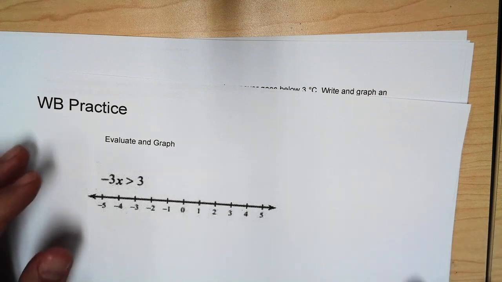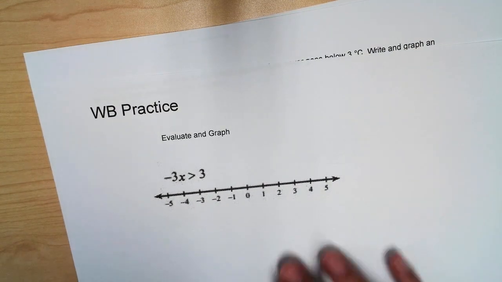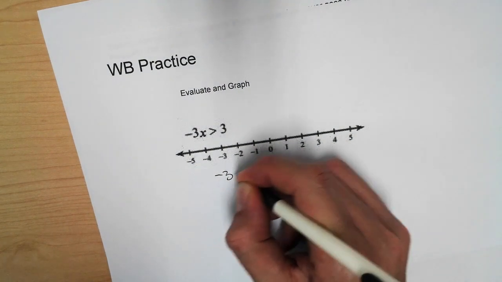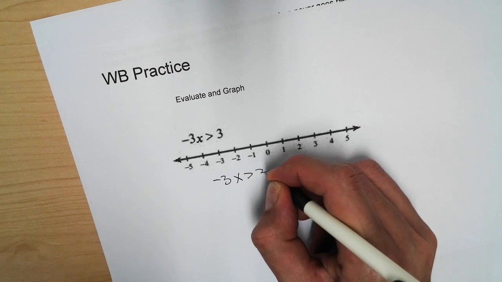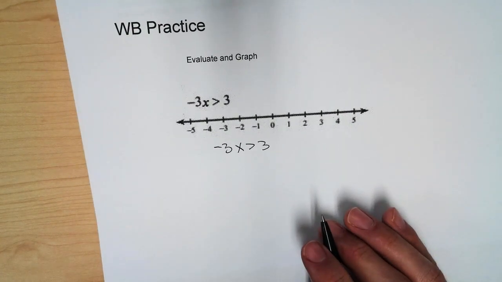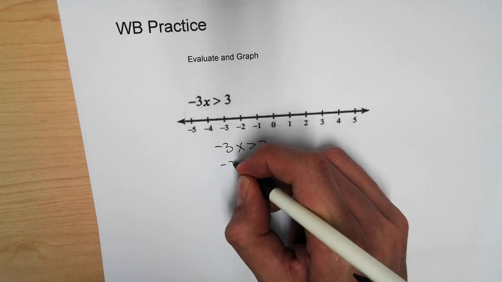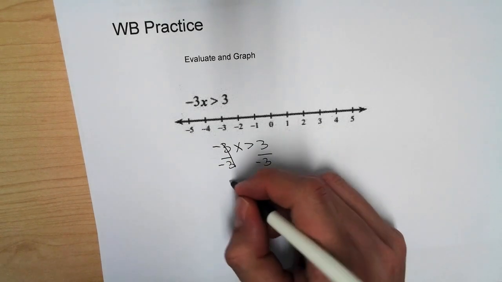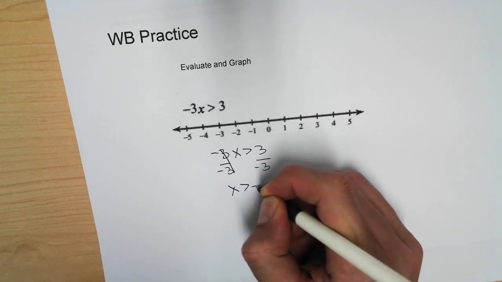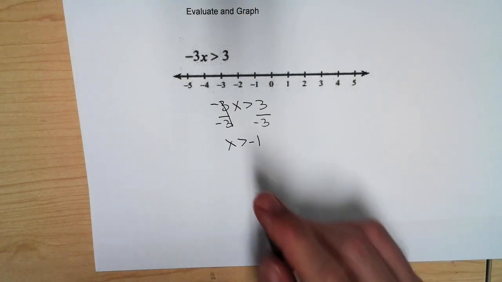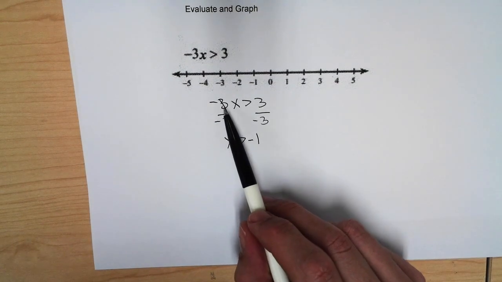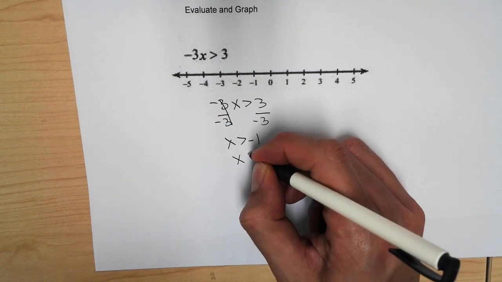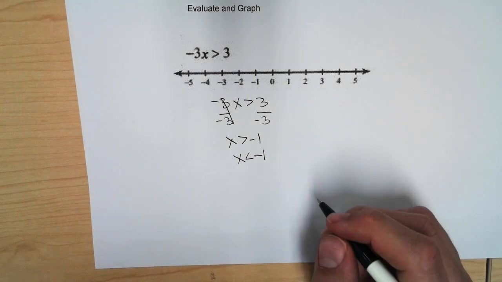Let's do one more question. Minus 3x is greater than 3. So I have to solve this like an equation. So I'll divide both sides by minus 3 because I'm multiplying. Now I have x is greater than minus 1. Because I divided my coefficient by a negative, I have to flip my inequality sign. So x is less than minus 1.